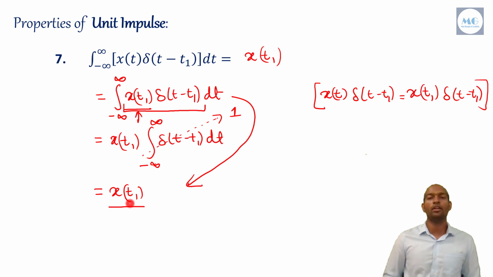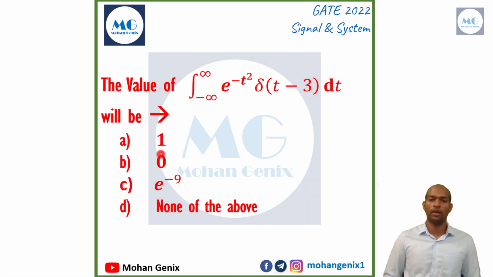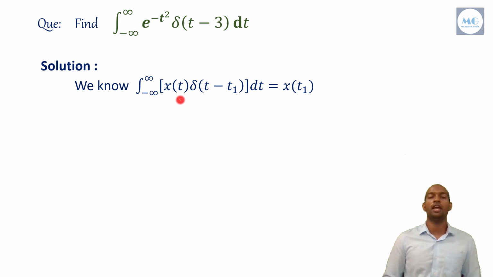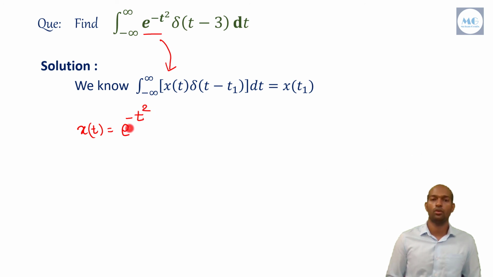So let's move on to the question which I asked at the start of our lecture. We can solve it by using our seventh property, which was the integration from minus infinity to plus infinity of x t del t minus t1 dt is equal to x t1. If we compare this question with the left hand side of this property, what do we get? x t is equal to e to the power minus t square. And what is t1? We can directly write t1 as 3. We compare this left hand side to this question.